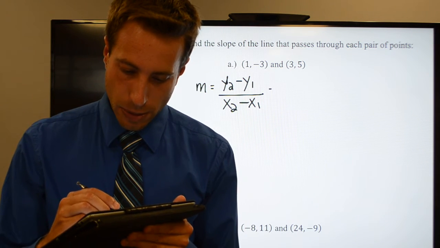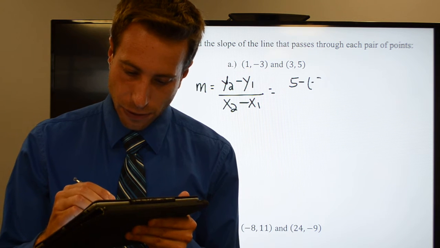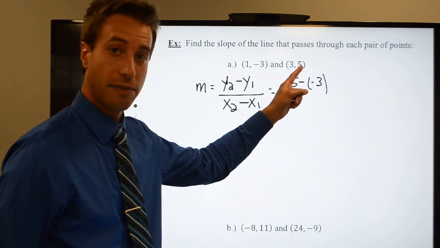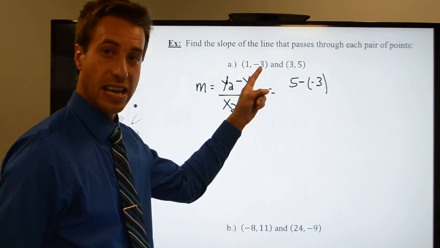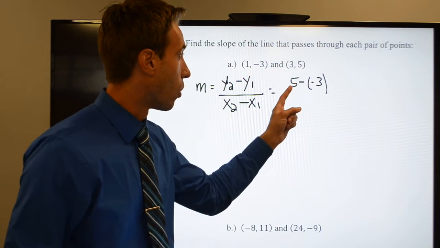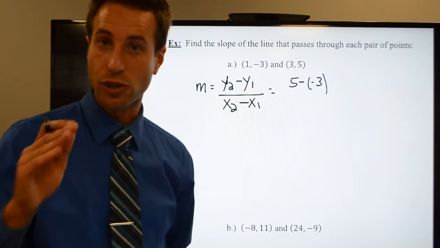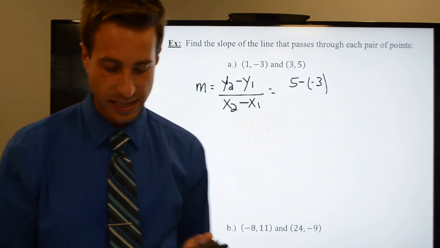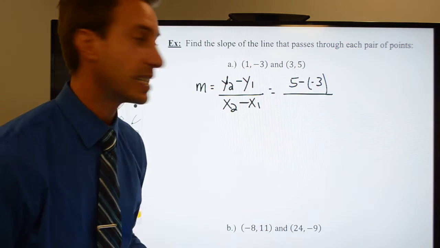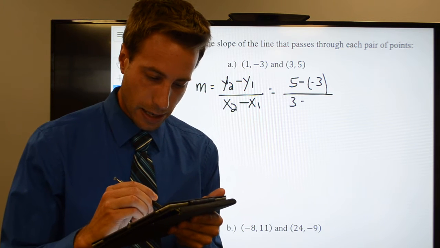That means that I'm going to be plugging in a 5 minus a negative 3. Be careful of your negative signs. y2 is 5. y1 is a negative 3. But it's y2 minus y1, which was already negative. So you're going to have a negative of a negative. Just watch your minus signs there. Be very, very careful. On the bottom, x2 minus x1 is going to be 3 minus 1.